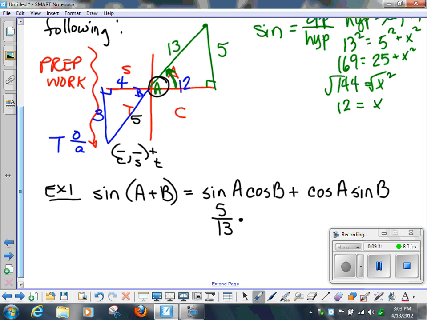What do we think of? Some old horse caught a horse. Adjacent over hypotenuse, 4/5, and it's cosine. So what's the sine of A plus B? Negative 4/5.